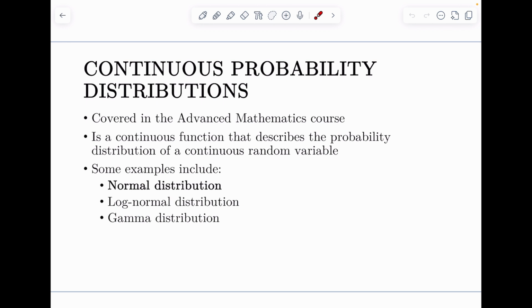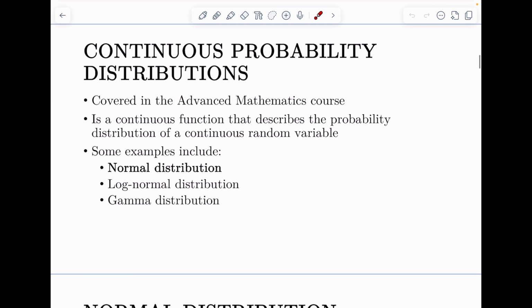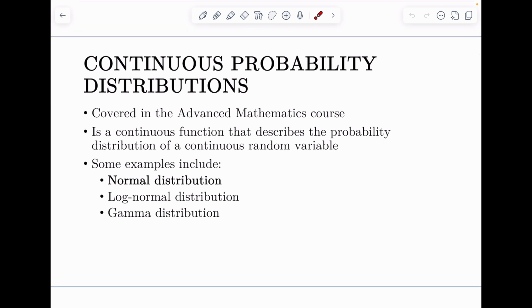etc. I'm not sure if you guys have learned this at school at this point in time. So we'll do a quick recap and hopefully you guys have covered it to some extent because we'll be going through it fairly quickly. Now, the normal distribution is an example of a continuous probability distribution.